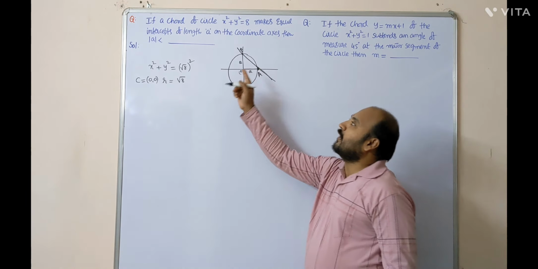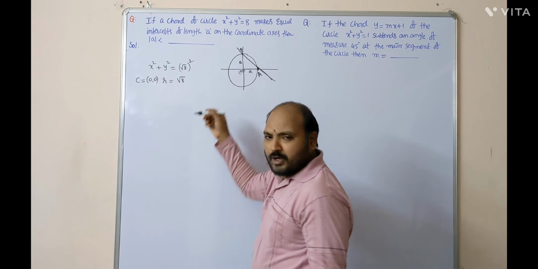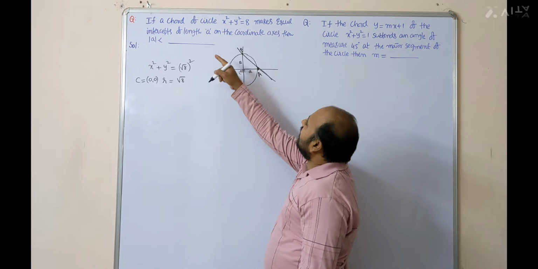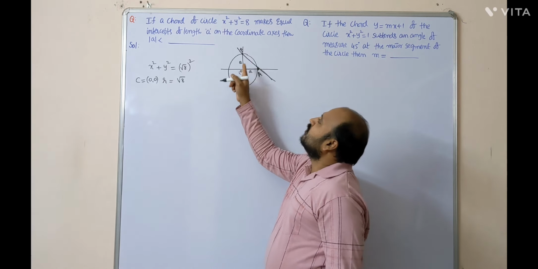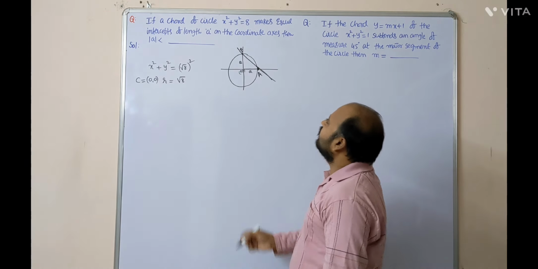Why are we drawing it like this? Sir, why can't we take it like this? Can we take it like this also? Yes, we can take it. They are saying equal lengths here, both are positive. If you take this one positive and this one negative, but you consider the length, it is the same.